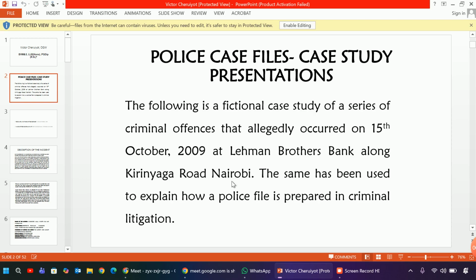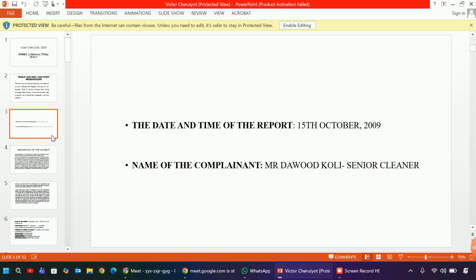Okay, in a few as I unmute. So, police case files, case study presentations. The following is a fictional case study of a series of criminal offences that allegedly occurred on the 15th October 2009 at Lehman Brothers Bank along Kirinyaga Road, Nairobi. The same has been used to explain how a police file is prepared in criminal litigation. So, I'm reading everything, Victor.